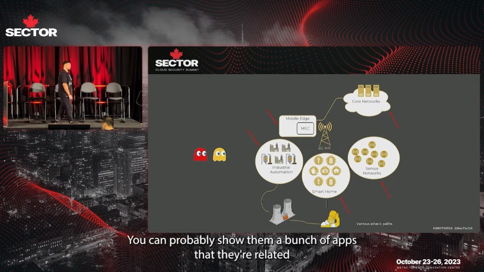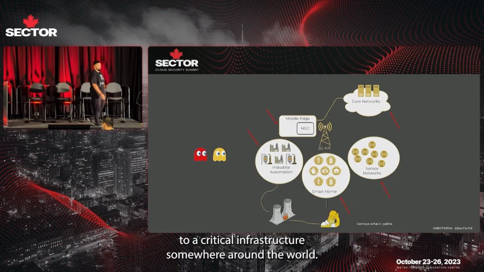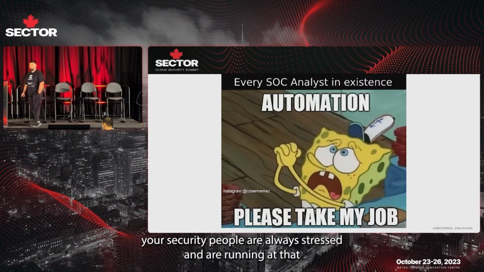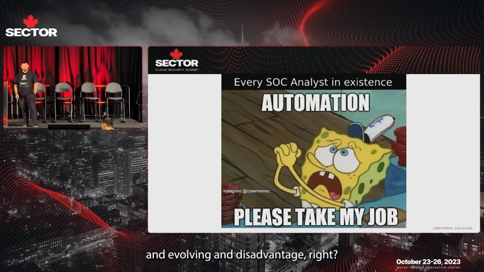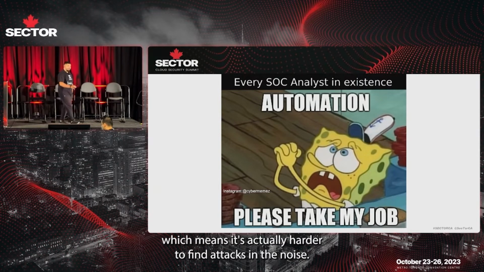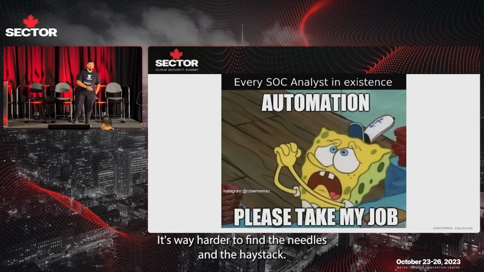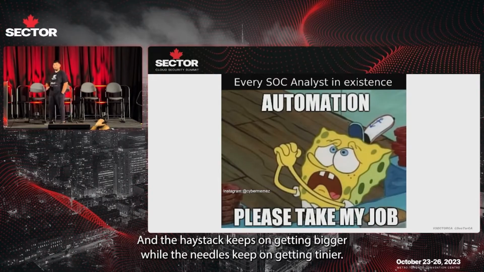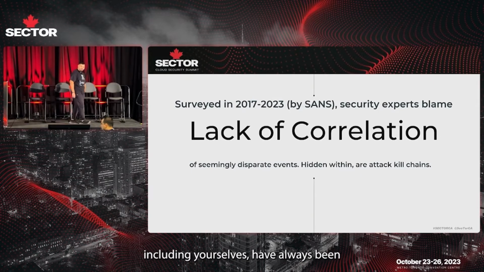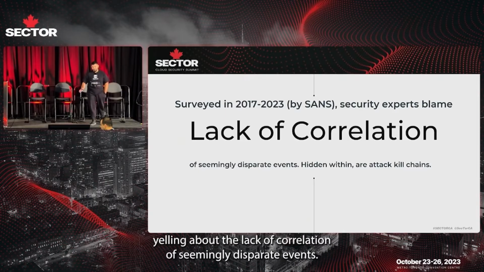You can probably show Dan a bunch of IPs that are related to a critical infrastructure somewhere around the world. So what that means is essentially your security people are always stressed and are running at an evolving disadvantage, right? Their systems are getting more complicated, which means it's actually harder to find attacks in the noise. It's way harder to find the needles in the haystack, and the haystack keeps on getting bigger, while the needles keep on getting tinier.